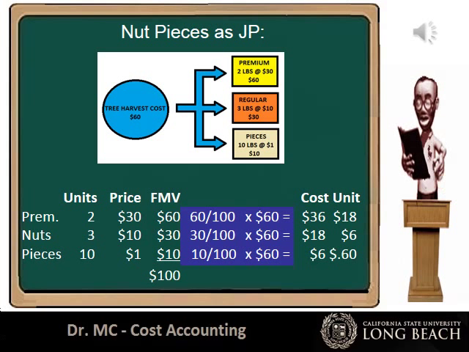The firm would add up these values and divide the $100 total value into the values of the three products and multiply those fractions by the $60 of joint costs. This would allocate 60% of the joint costs to the premium nuts, 30% of the joint costs to the regular nuts and 10% of the joint costs to the nut pieces. This produces a per unit cost of $18 per pound for premium nuts, $6 per pound for regular nuts and 60 cents per pound for the nut pieces.